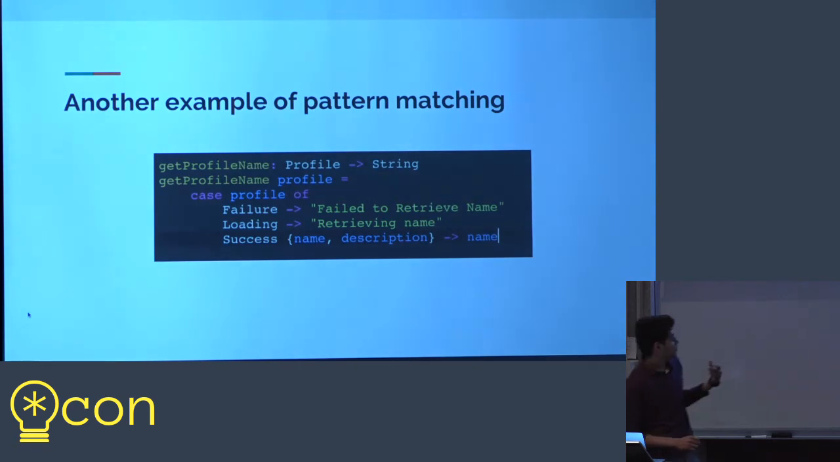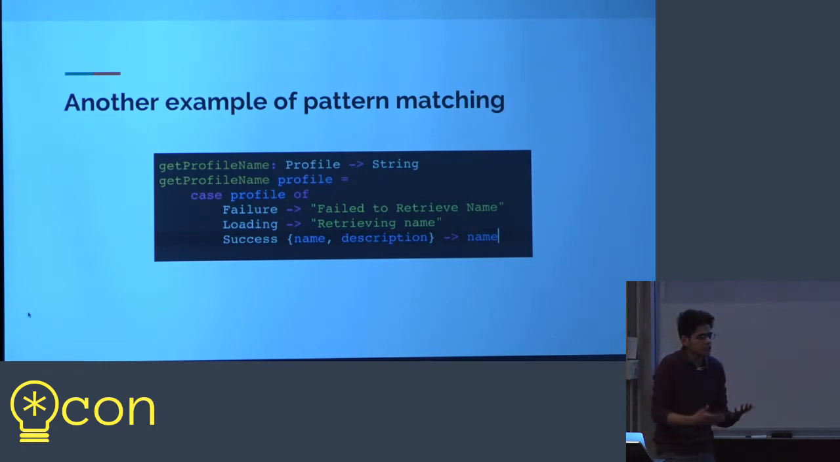Another, simpler example of pattern matching is when given a profile type, you want to be able to retrieve the name of the user. So you'll say get profile name. It takes in a profile, returns a string, and then you will again pattern match on profile. In case of failure, you will set it to whatever you want to set it to, similarly for loading. And in case of success, you just get the name out. Again, you're handling the case of being able to display the user's name regardless of whether you were able to retrieve it or not.